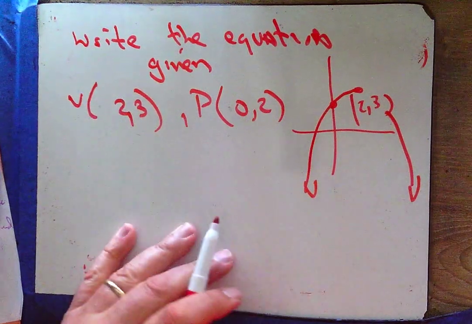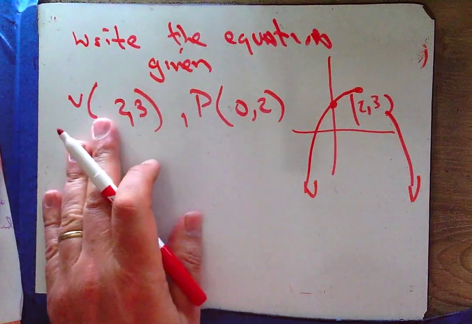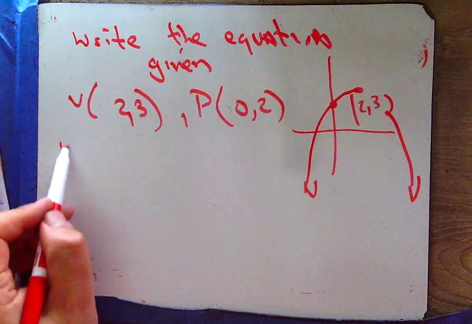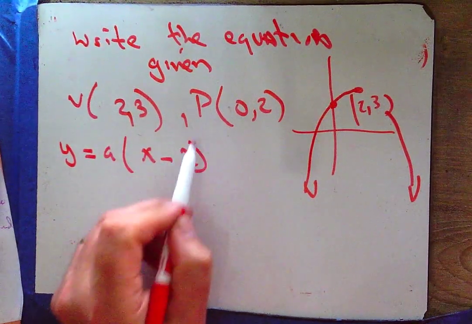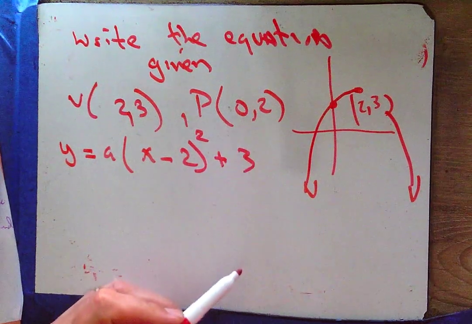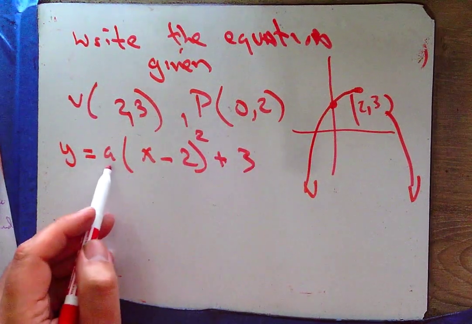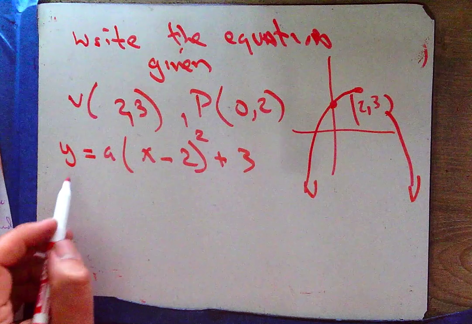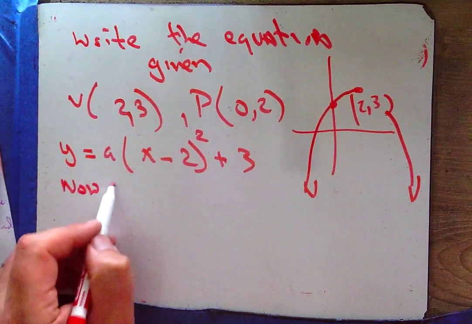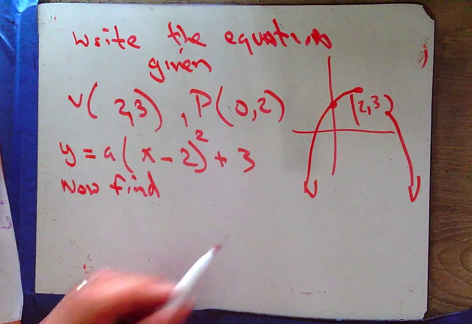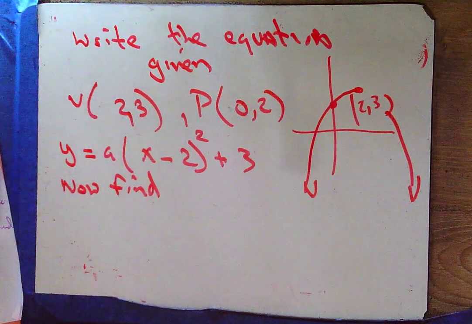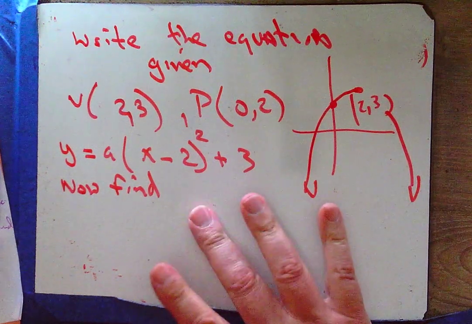So how are we going to do this problem? Well, I know the vertex, so I'm using vertex form. Y equals a, x minus 2 squared plus 3. And I know at this point that I'm not done, because I still need to find a. I will tell you that many people, by the time we get to the end of this unit, have forgotten about this form and about finding a, so you might want to make a note to yourself.